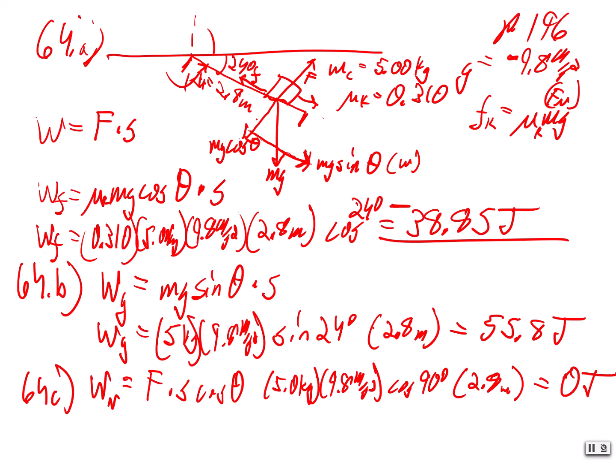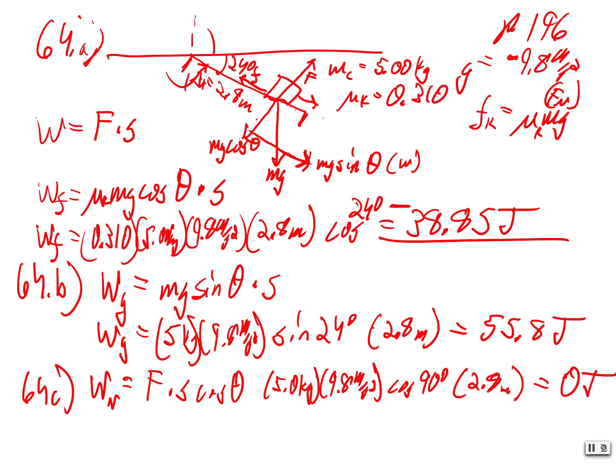Remember, we said there's no work because it's not moving in that direction. It's sliding this way. So with relation to the direction it's sliding, that's a 90-degree angle. The cosine of 90 is 0. So there you go, 0.